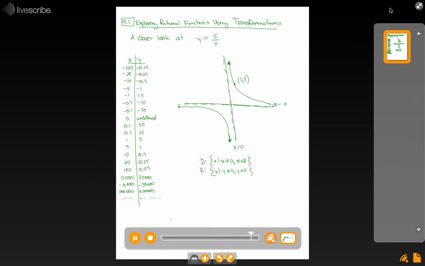Incredibly small, and you can make it as infinitely small as you want, both in the positive and in the negative direction. And so the same would be true over here. I'd have negative 0.000005, and so you can see why the graph looks like it does.